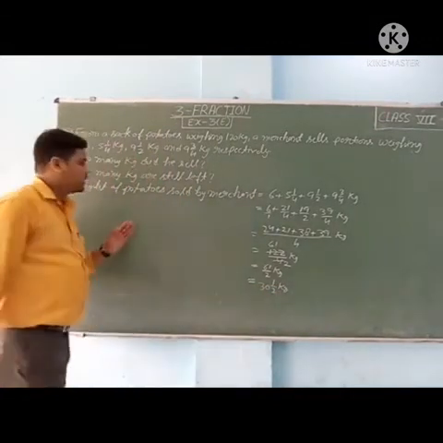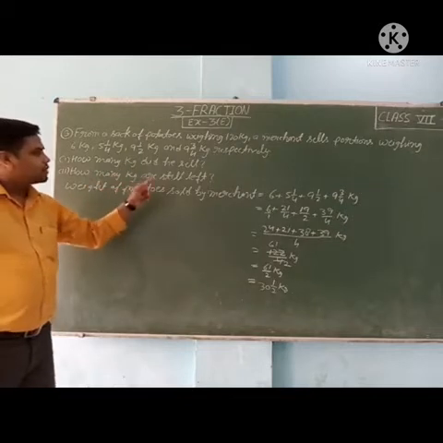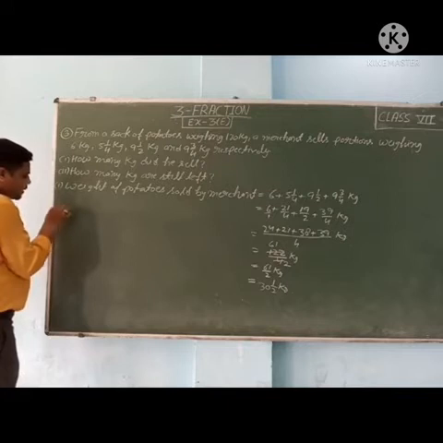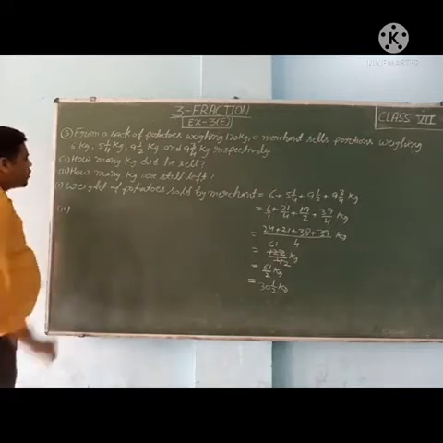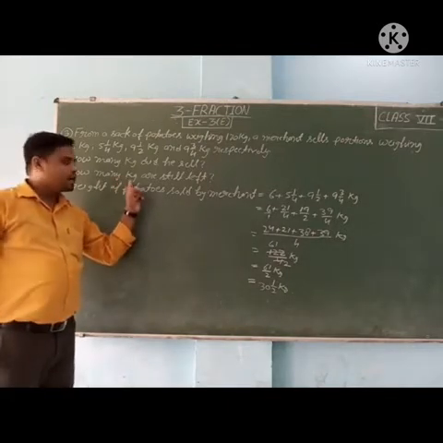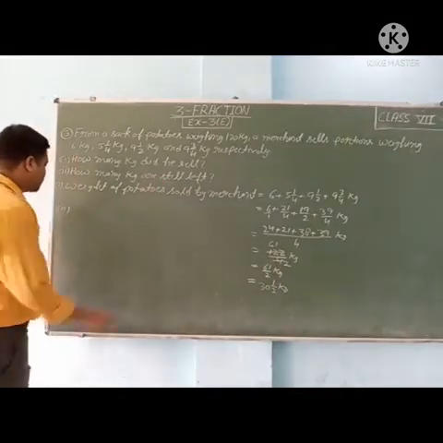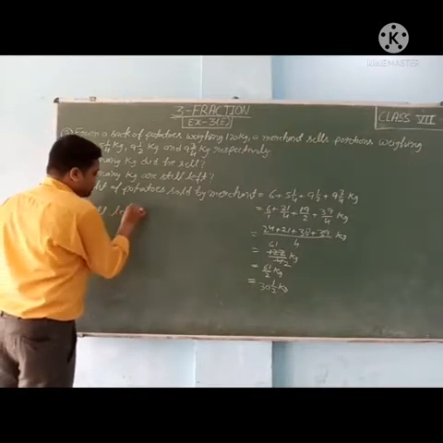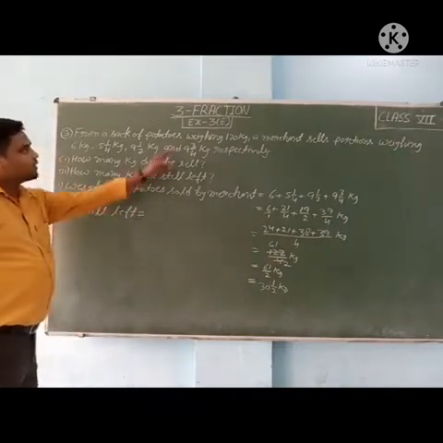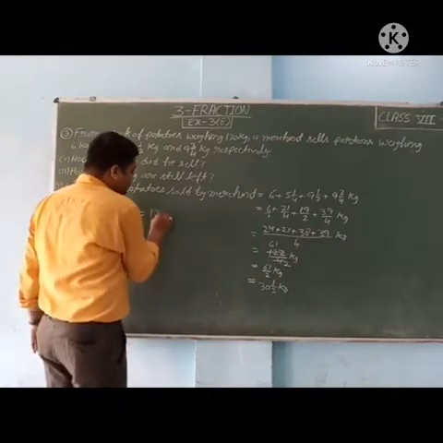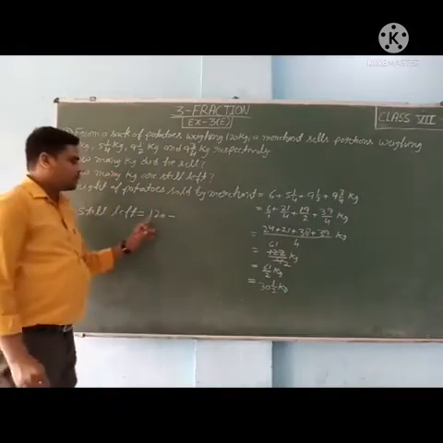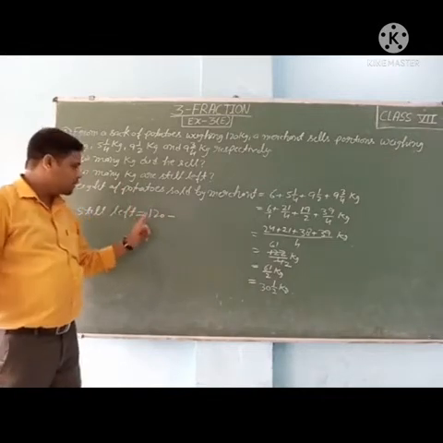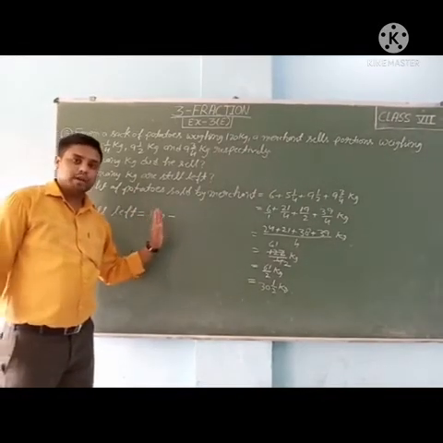So in the second part, how many kg are still left? This is the first part, and the second part I am telling here: how many kg are still left? So what will we write? Still left is equal to total weight was 120 kg minus weight sold.